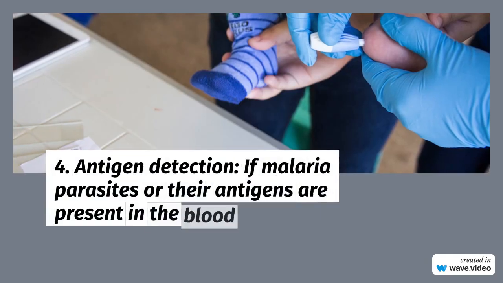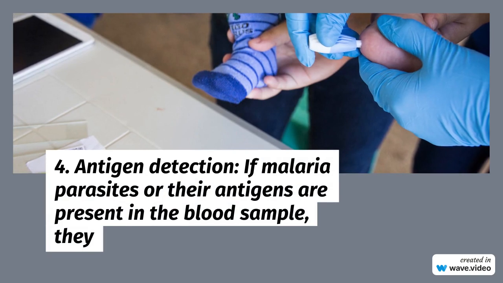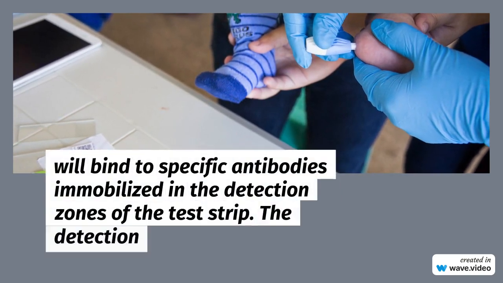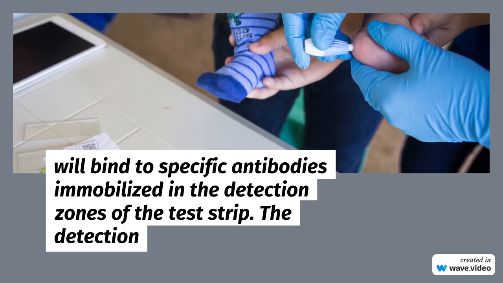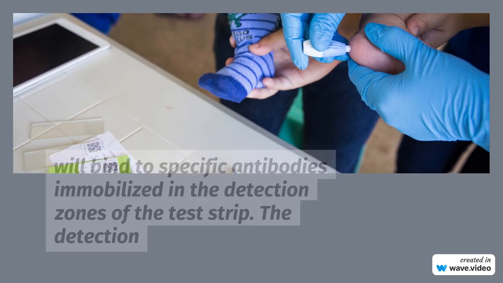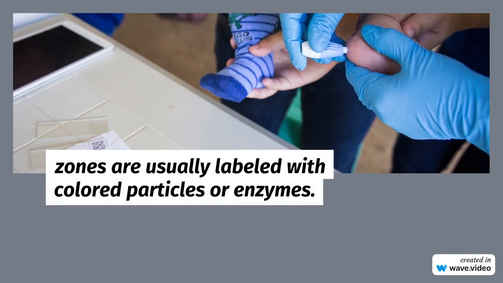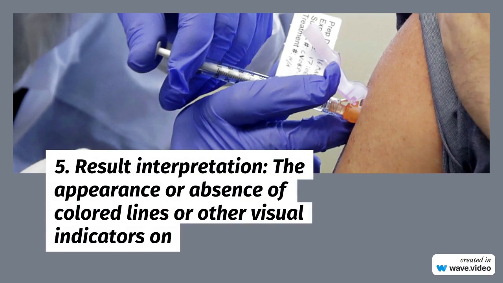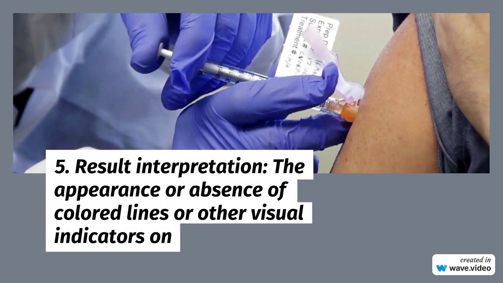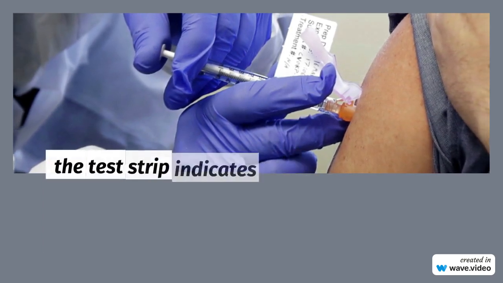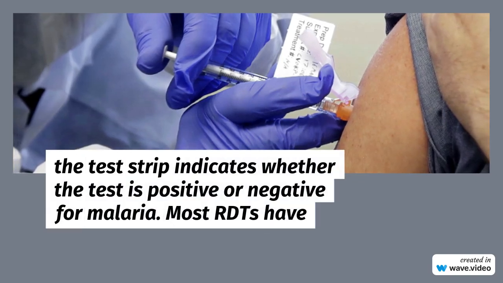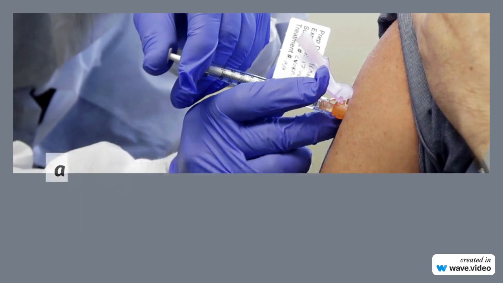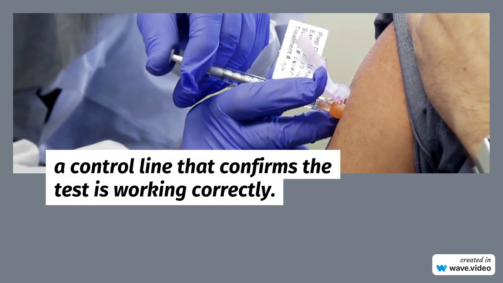4. Antigen detection. If malaria parasites or their antigens are present in the blood sample, they will bind to specific antibodies immobilized in the detection zones of the test strip. The detection zones are usually labeled with colored particles or enzymes. 5. Result interpretation. The appearance or absence of colored lines or other visual indicators on the test strip indicates whether the test is positive or negative for malaria. Most RDTs have a control line that confirms the test is working correctly.